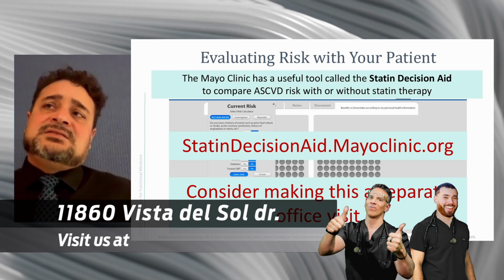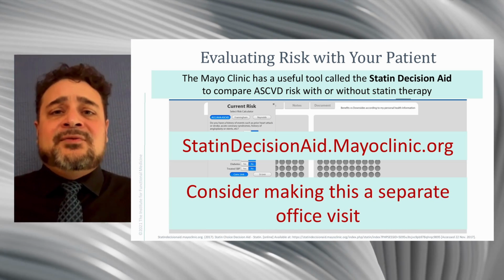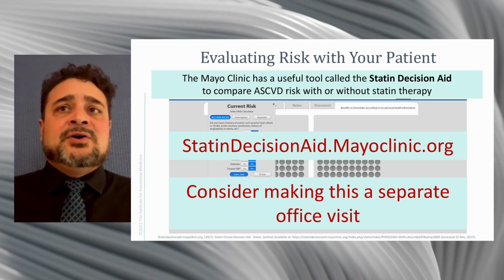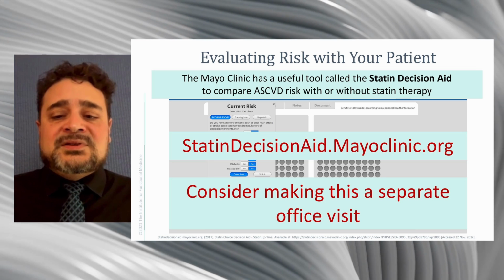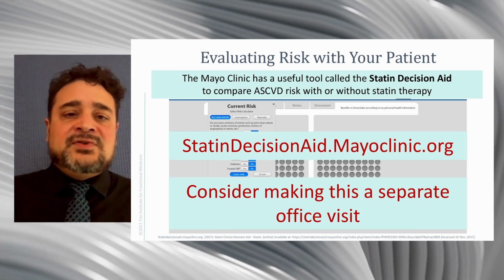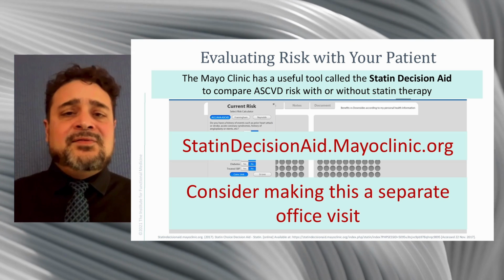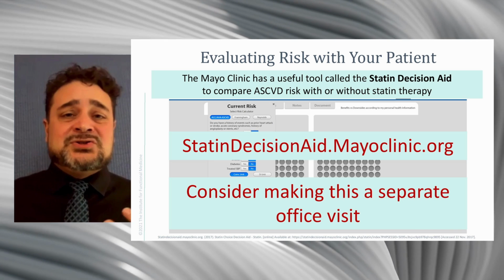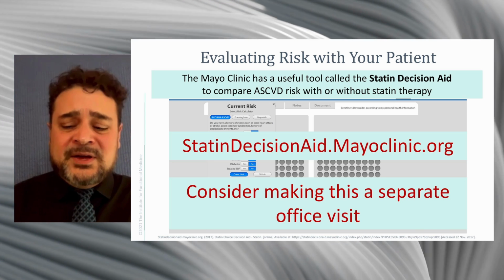And what I recommend is making this a separate visit. It is too hard to do everything in one visit. I hope by now you guys have realized this. What happens is a lot of times there's so much data that we have to process with the patient, and even if you spend an hour or 2 hours, they can't comprehend that much all at once. It needs to be small little bites of information.